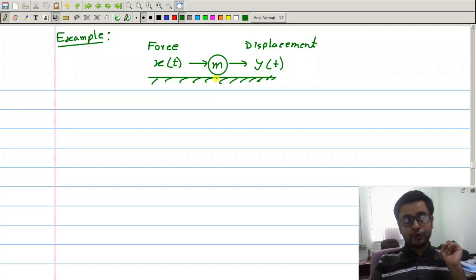And if you give a force and simultaneously also the initial velocity and initial positions are non-zero, then the output that you will get will be the sum of the previous two outputs. And if you give no force and also the initial conditions are 0, then the output will be 0.